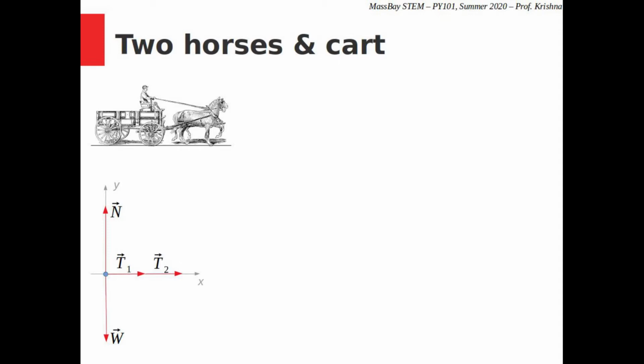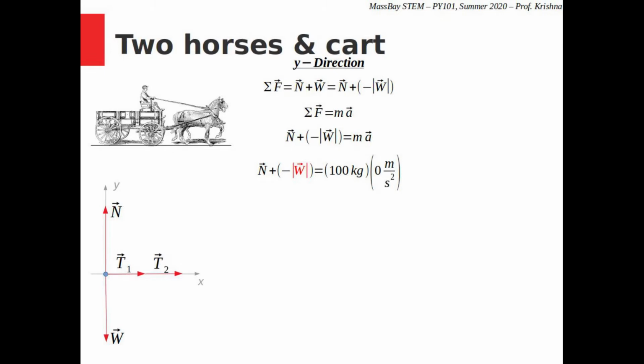Fourth, find the total force. This time we have forces in both x and y, so we have to solve these separately. For the sake of flow, I will completely solve things once in y and only then turn to x. The total force in y consists of two forces, normal pointing up minus weight pointing down. Step 5. We set the total force equal to mass times acceleration. Step 6. Substitute for all knowns.